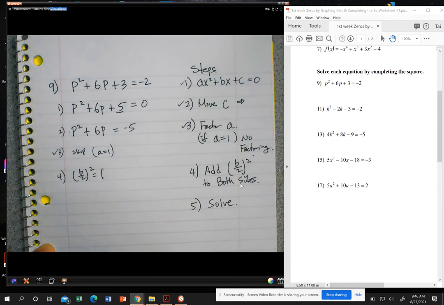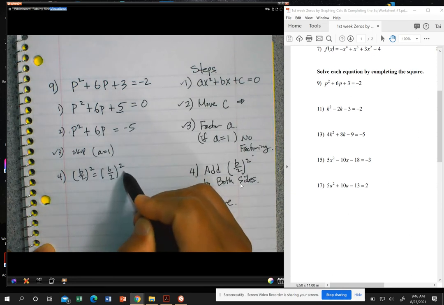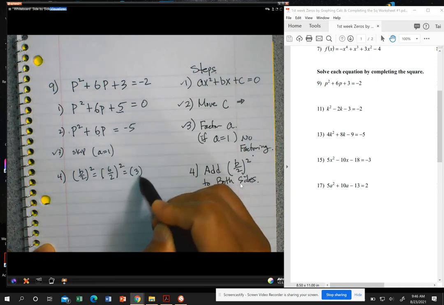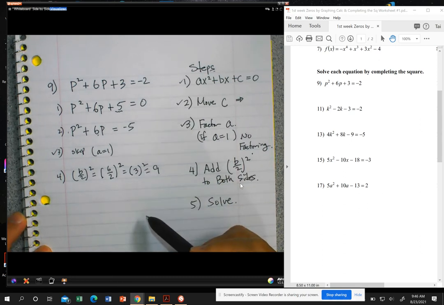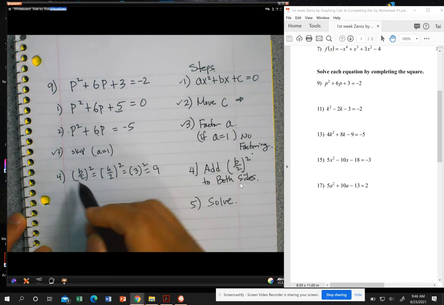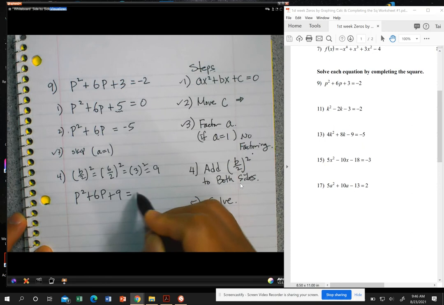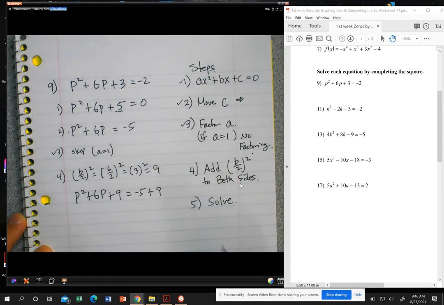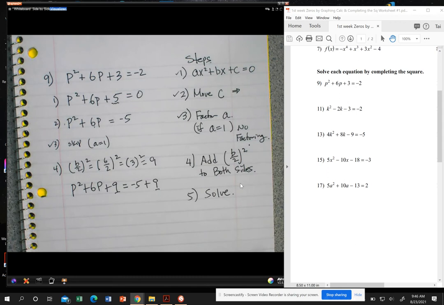6. This is b, right? So this is 6 over 2 squared, which is 3 squared. It is 9. We need to add this to both sides. So let's go ahead and add it to both sides. What is it if you add it to both sides? This is p squared plus 6p plus 9 is equal to -5 plus 9. You see how 9 is added to both sides like that?